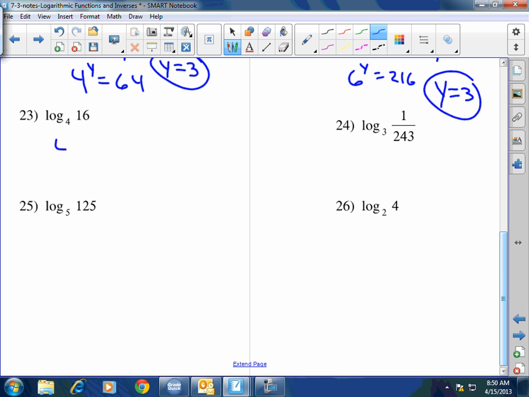Next, 4 to what power equals 16? Y equals 2, not 3.